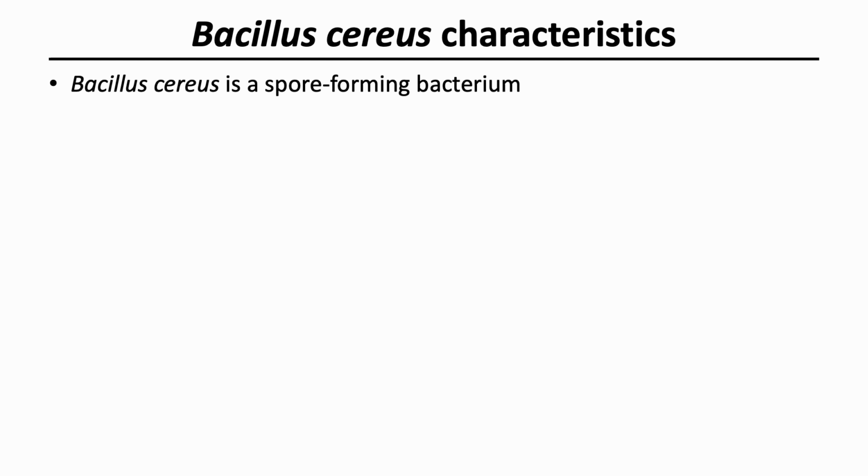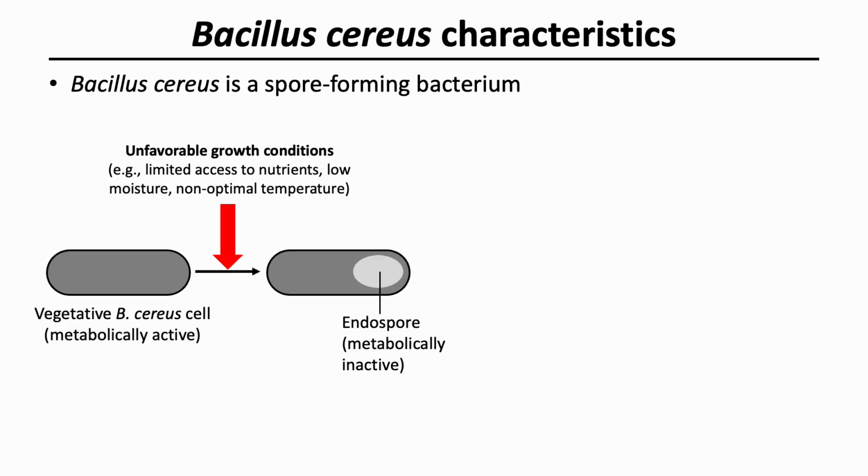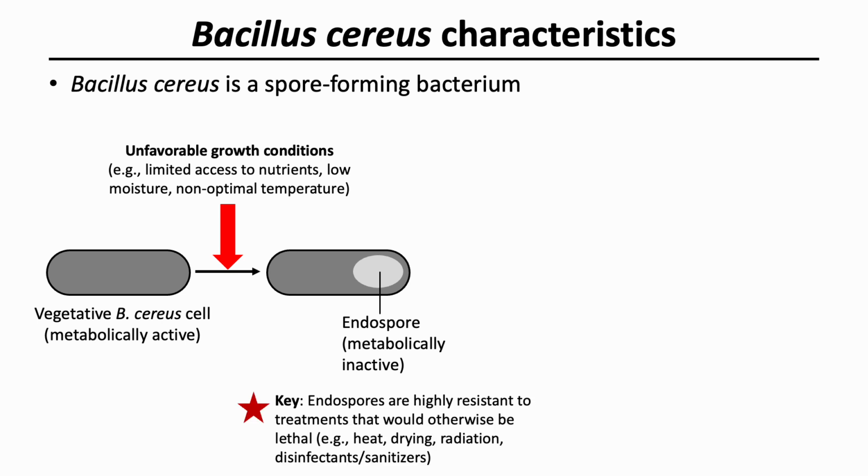Firstly, B cereus is a spore-forming bacterium. And what this means is that when metabolically active or vegetative B cereus cells that are able to grow are exposed to unfavorable growth conditions, for example, conditions with limited nutrient access, low moisture, or non-optimal temperature, they can form internal structures called endospores. Importantly, these endospores are highly resistant to many stressors that would otherwise be lethal to vegetative B cereus cells, such as exposure to high heat, drying, radiation, and certain disinfectants and sanitizers.